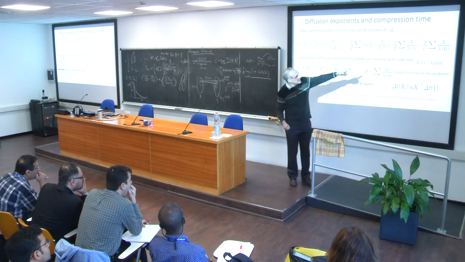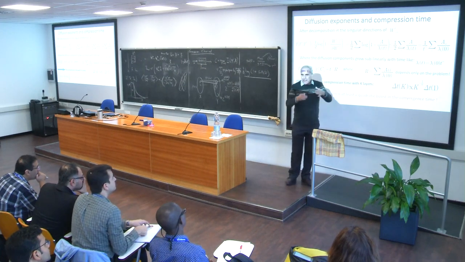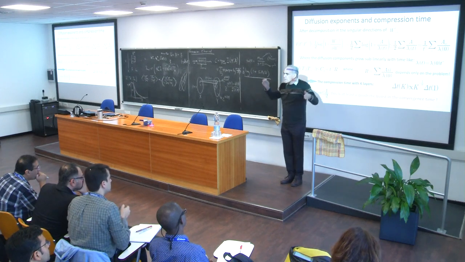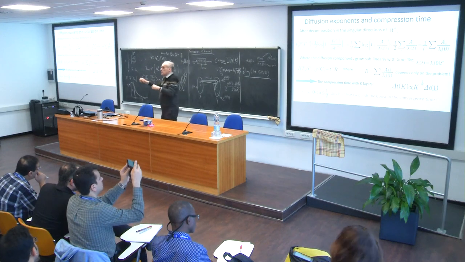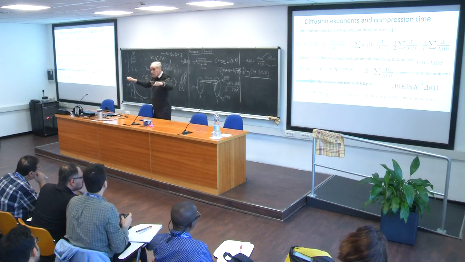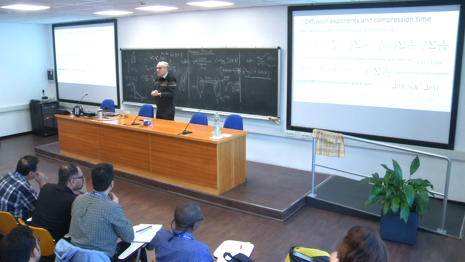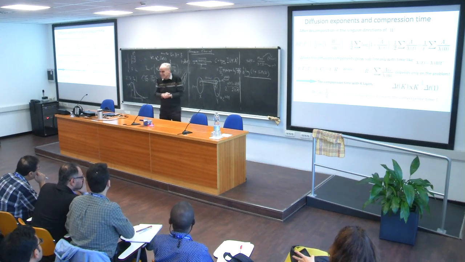Since this lambda_i(t) is going to grow with time with some exponent, I assume here either that all the exponents are the same, which means, let's say, they're all 1/2 or something similar, or I take the worst one, the slowest one.